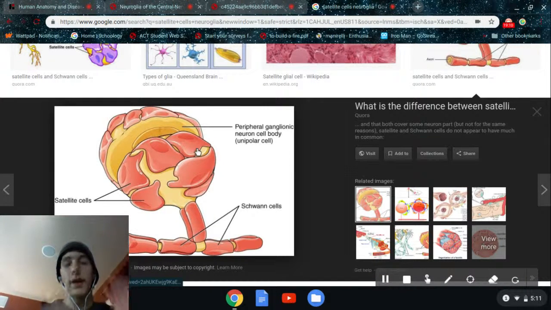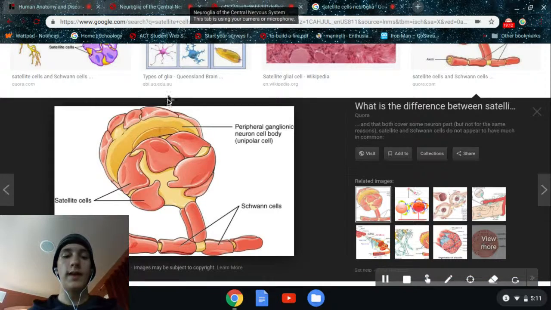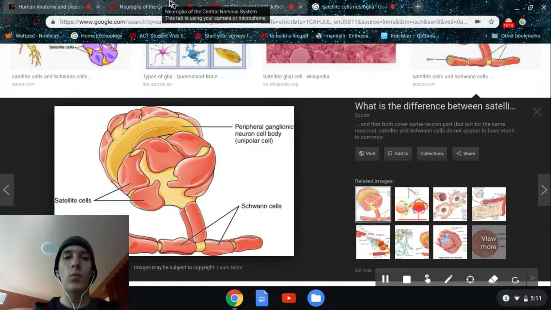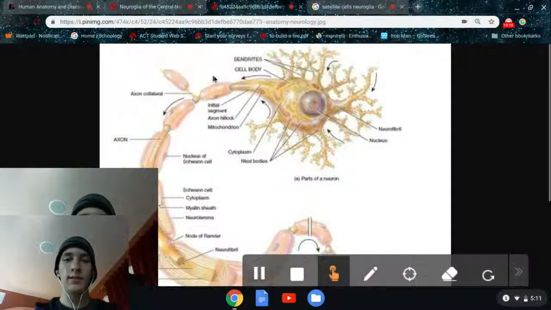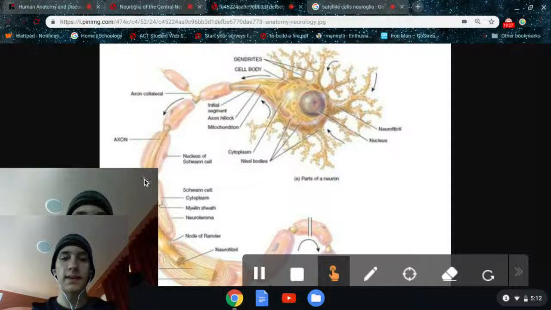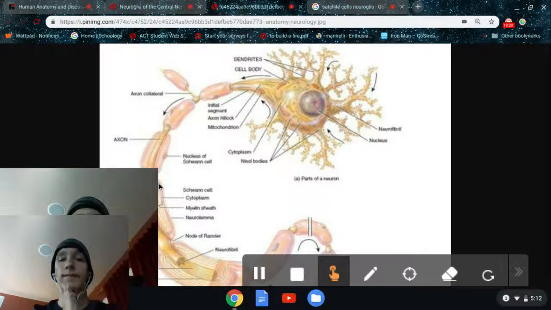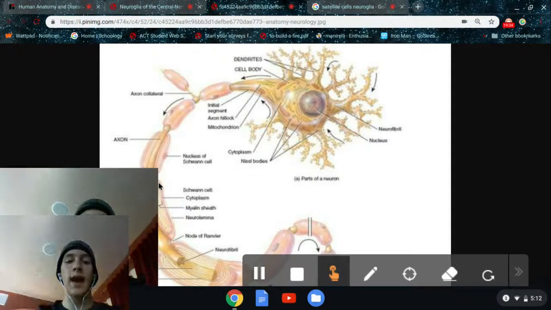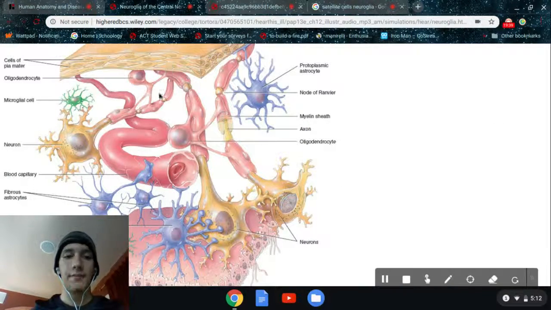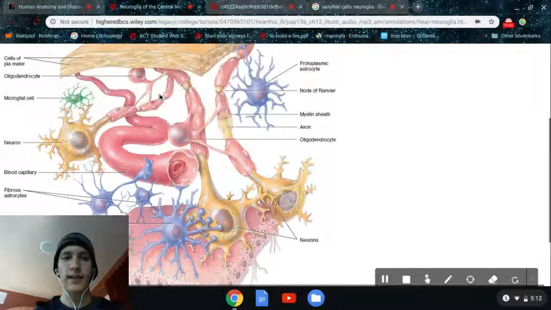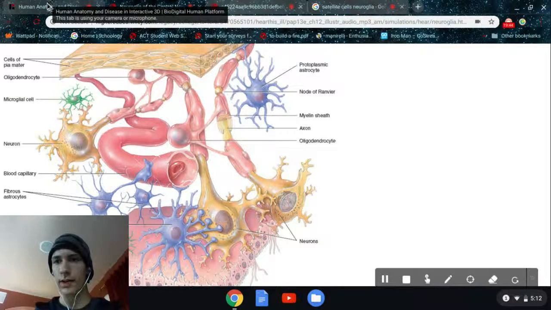So when the cell body is on the side, it's called unipolar. When it's up on one end like this, it's called multipolar because you see the axon can go as many different ways as one. And when the cell body is in the middle and there's one on each side, it's called bipolar. And that's not to be confused with the mental disorder. It just means there's two different ways the axons go. All right. So yeah, I think that's all the neuroglia.